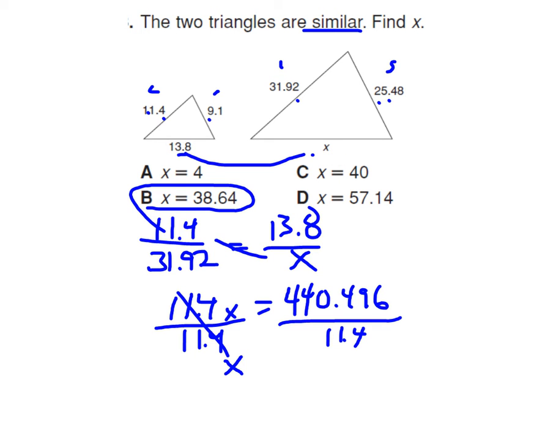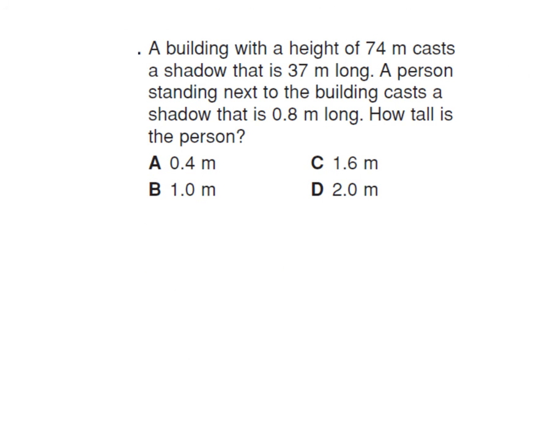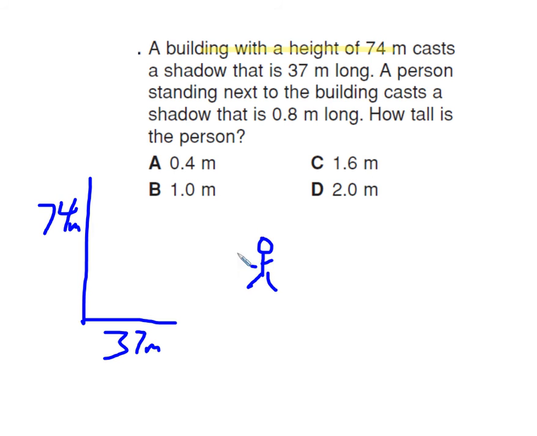Let's carry on now. Okay. Here's our shadow thing, a building with a height of 74 meters. Here's my building. It's 74 meters. The tricky thing I don't like is usually we're finding the measurement of the larger piece. Cast a shadow that's 37 meters. A person standing next to the building cast a shadow that's 8/10 meter. A person, we don't know their height. Here's a person, drawing not to scale, x, and they cast a shadow that's 8/10 of a meter.